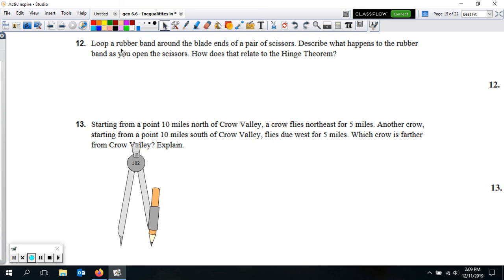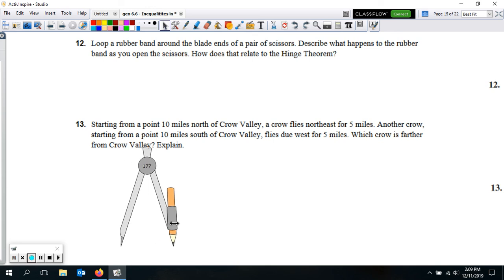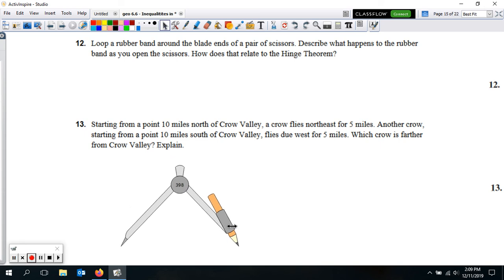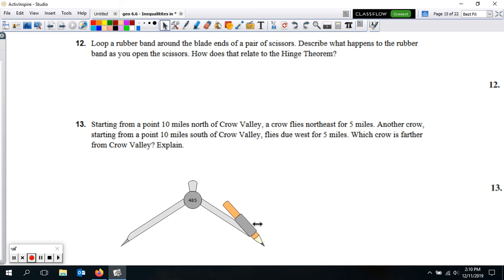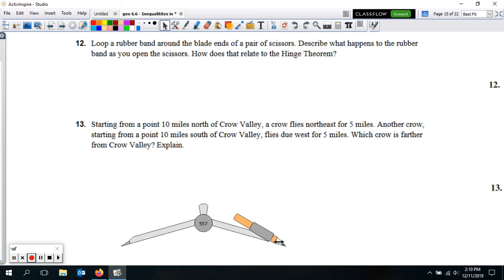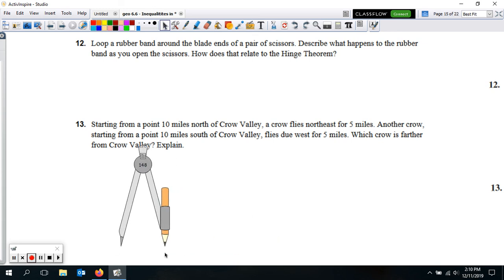It says describe what happens to the rubber band as you open the scissors. Well, the rubber band gets stretched longer and longer. The greater the degree here, the longer you're stretching the rubber band. As we keep on going, oh man, he's doing the splits, and he's down. Obviously I would lose the rubber band at that point, but as you can see, the rubber band just keeps stretching further and further. So here's what we could say for number 12.